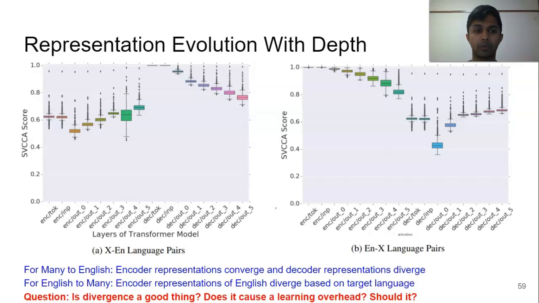So the question to ask over here is, is divergence a good thing? Does it cause a learning overhead? Should it cause a learning overhead? Because sometimes language divergence can increase the complexity of learning, which might be advantageous, and sometimes the increased complexity might affect learning and therefore reduce translation quality. So it's important to understand the right balance of language divergence in order to boost translation quality for all language pairs involved in the multilingual setup.